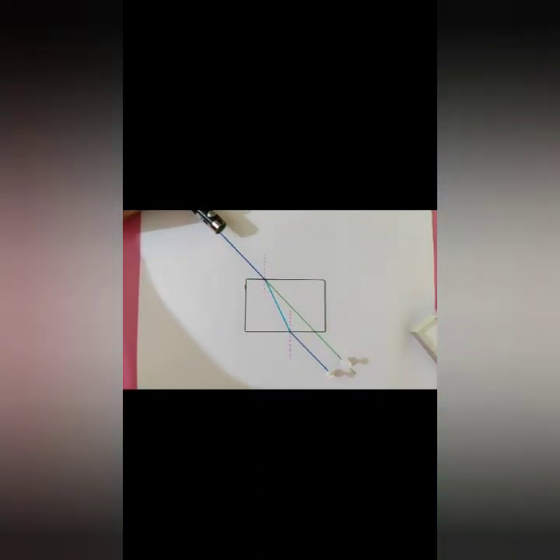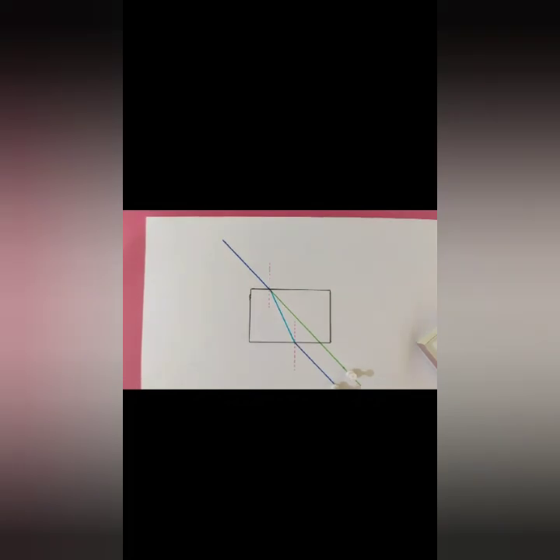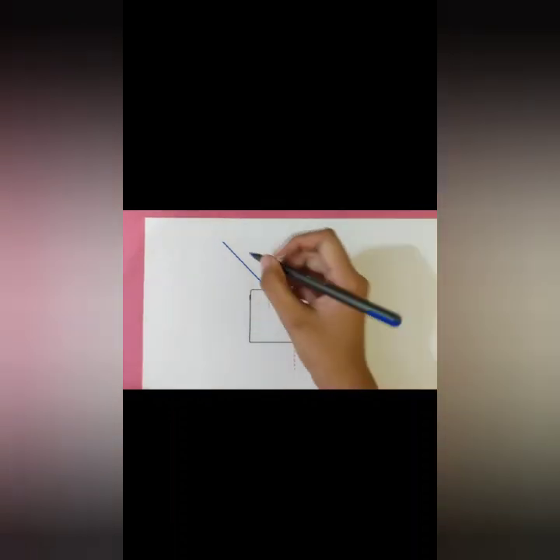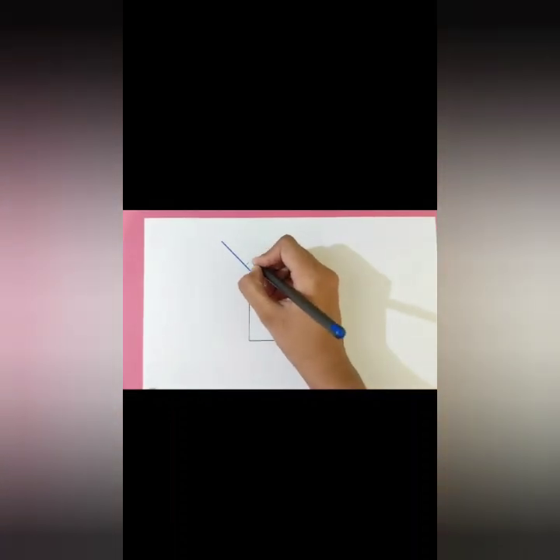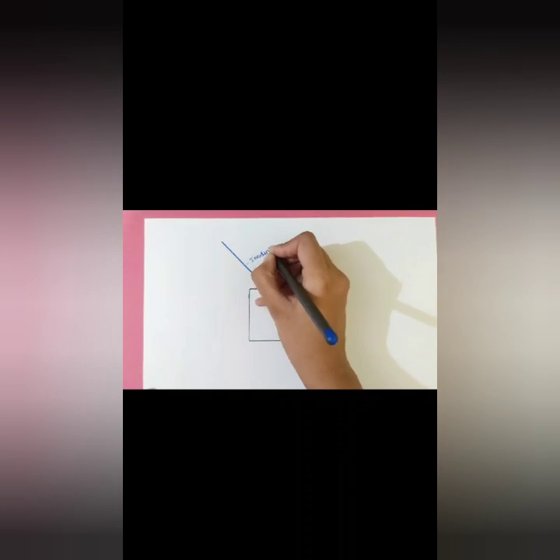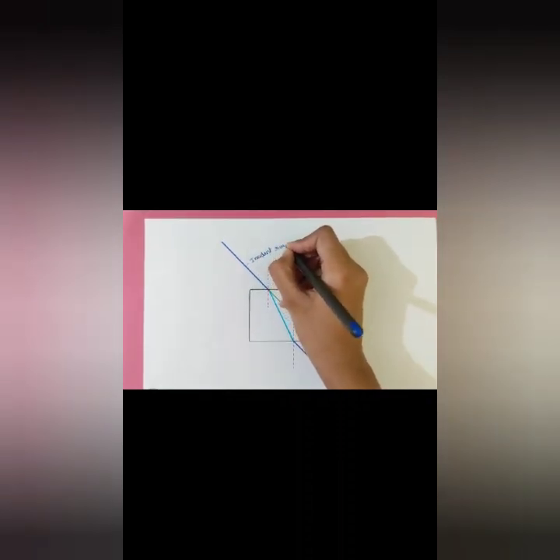Now let us remove everything to label the diagram. So first of all, this is going to be our incident ray. And this is our emergent ray.